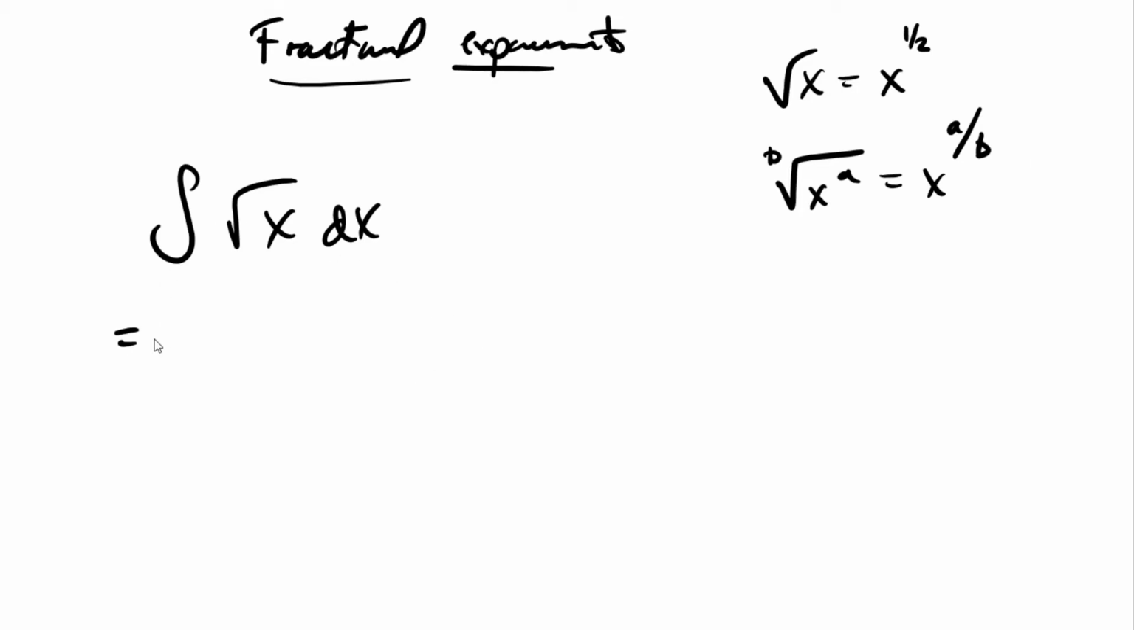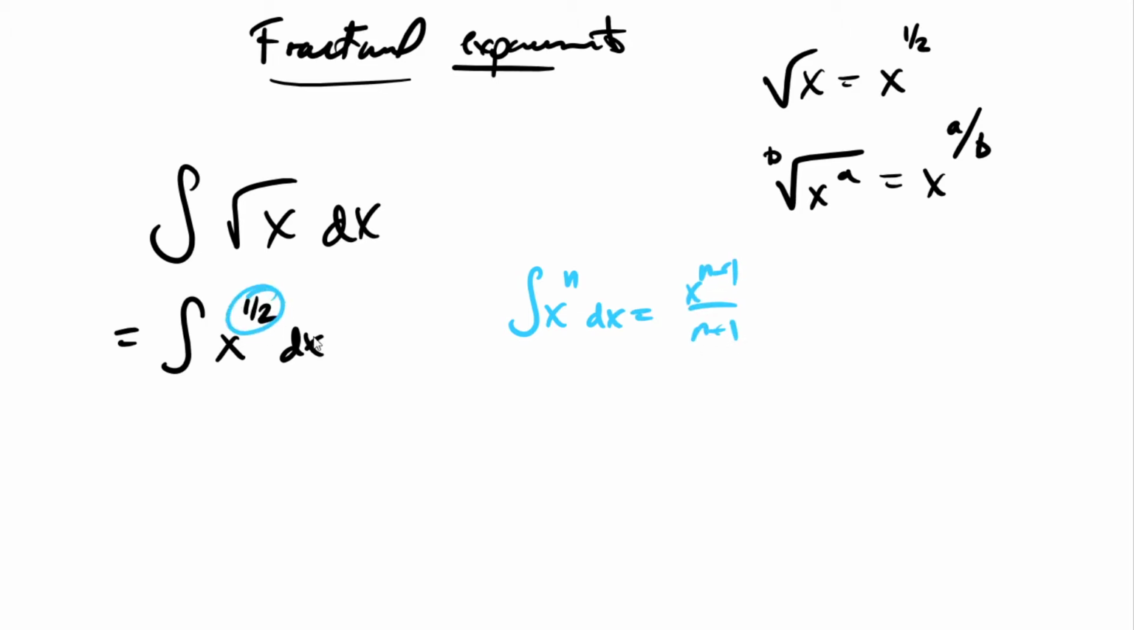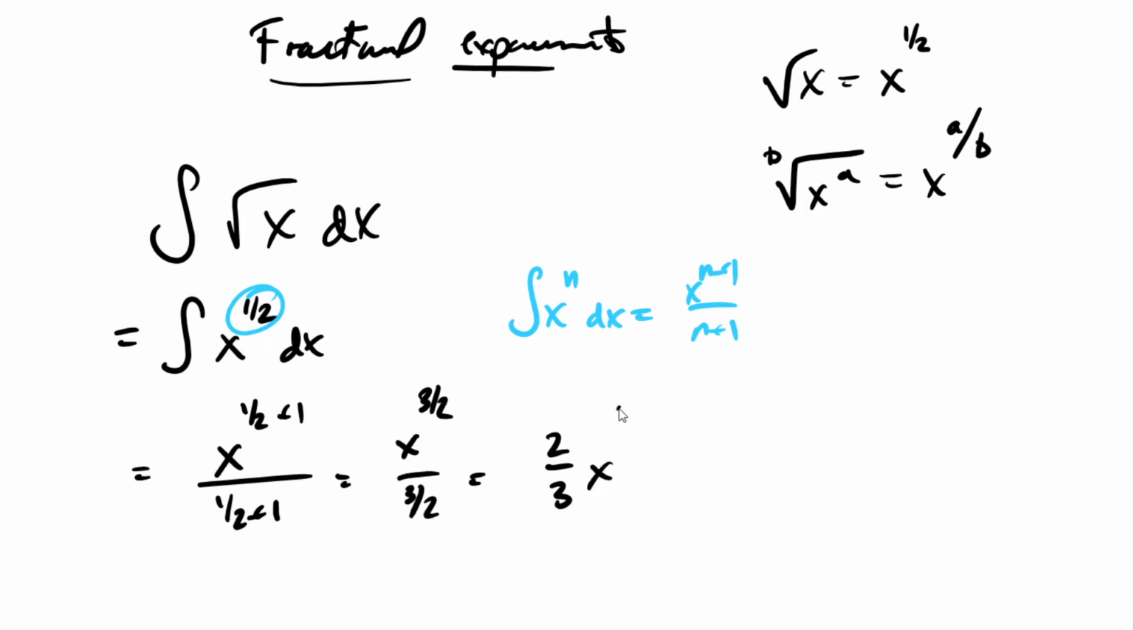So if you have something with a square root in it, the idea here is going to be to do something like the integral of x to the 1/2 dx. And now, because I know that the integral of x to the n is x to the n plus 1 over n plus 1, I can take this 1/2, I can add 1 to it and divide by the new power. So 1/2 plus 1 divided by 1/2 plus 1, which is x to the 3/2 over 3/2, or in simplest form, 2/3 x to the 3/2 plus c.